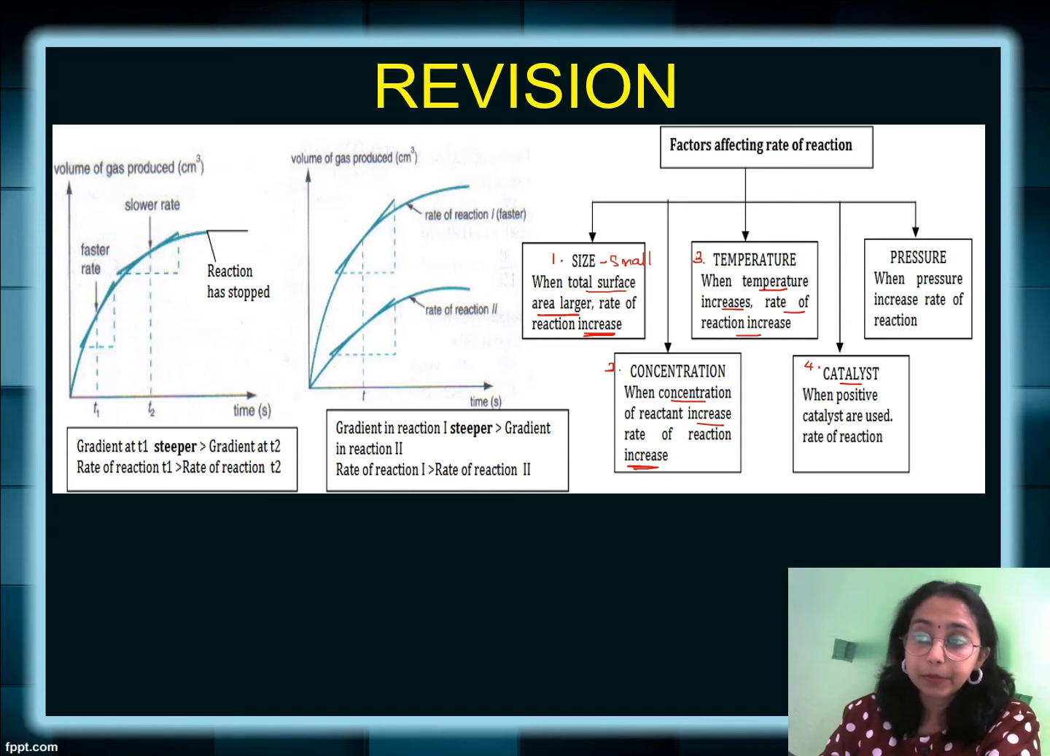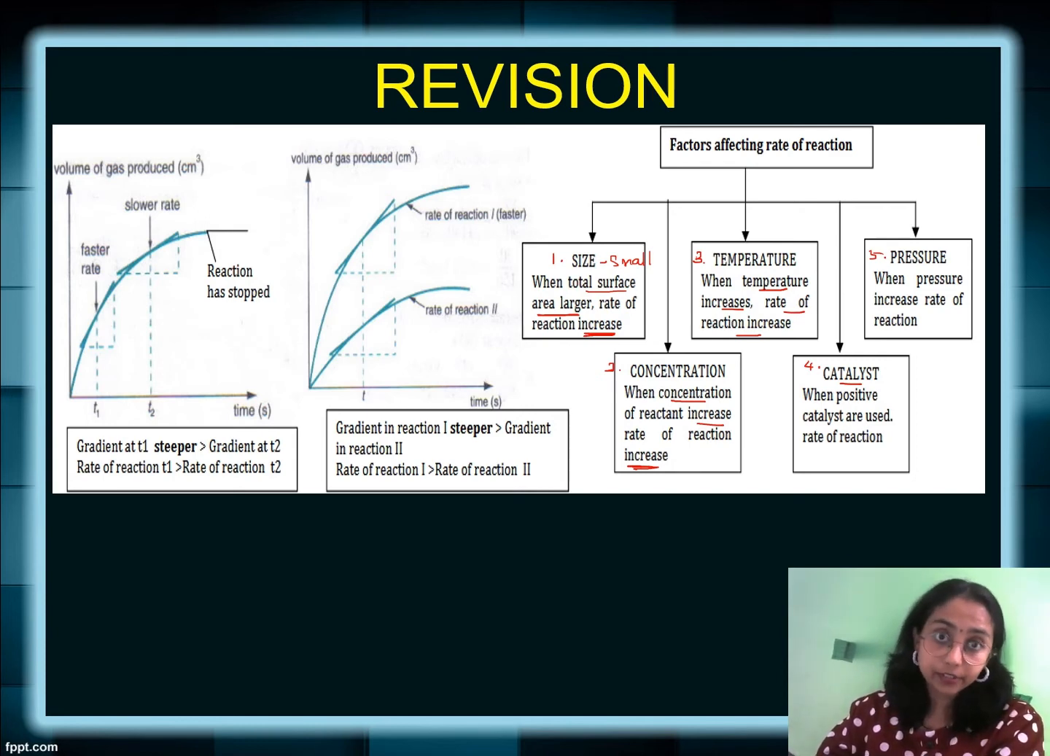And finally is about pressure. When the pressure increases, the rate of reaction will increase. Besides knowing each factor and how they affect the rate of reaction, students, you also must be able to interpret the graph given to you. Based on the steepness of the gradient of the curve, you should know which point has the higher rate of reaction. Now let's look at this first graph here.